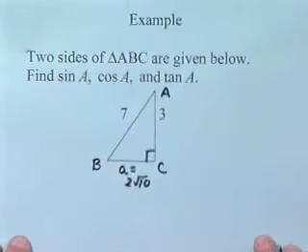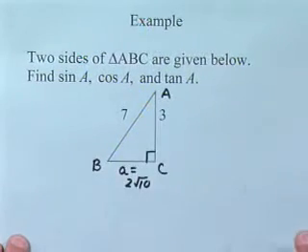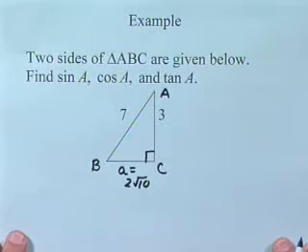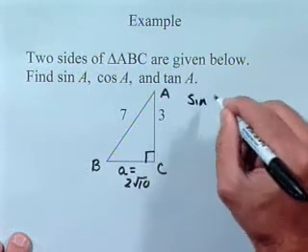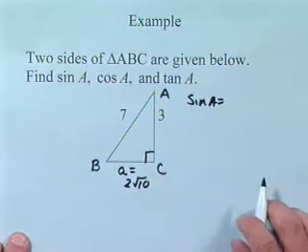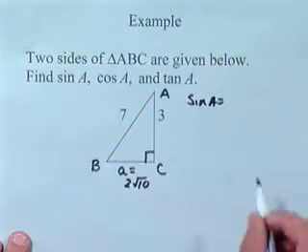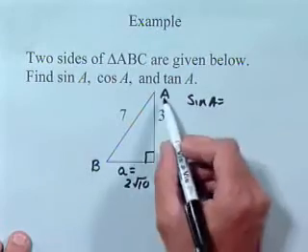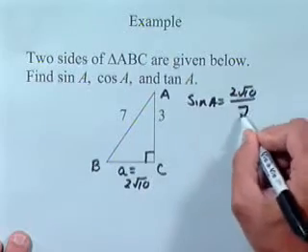All right, so now I've got all three sides, and I want to find the sine of angle A, cosine of angle A, and tangent of angle A. Let's go through our little saying first. Sine of A is what? Well, some old horse, right? Sine is opposite over hypotenuse, so opposite is 2 root 10. Hypotenuse is 7.